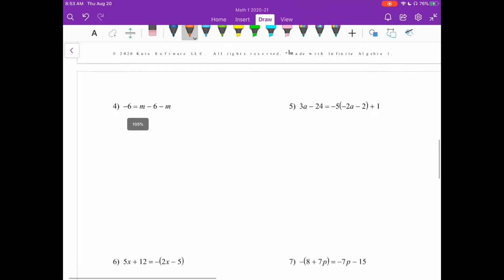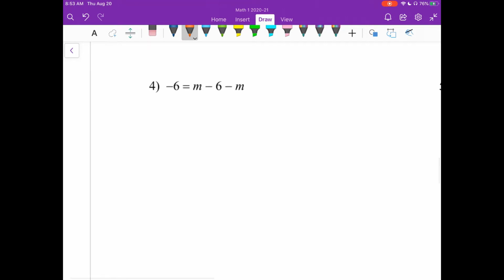All right, number 4. Just like in number 3, look at that. We've got two variables on the right, two m's. Both of them have a coefficient of 1. We have positive 1 and negative 1. They're going to cancel. So on the left, we've got negative 6 equals, and on the right, the m's cancel, and we're left with just negative 6. So negative 6 equals negative 6. That is true. That is always true. You could have told me that before we even started the problem. This is an infinite solution.